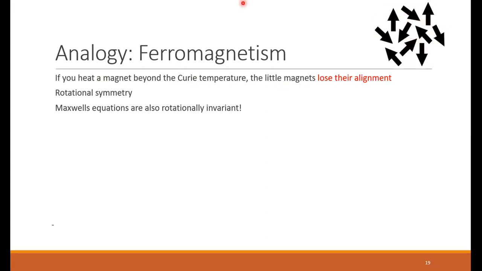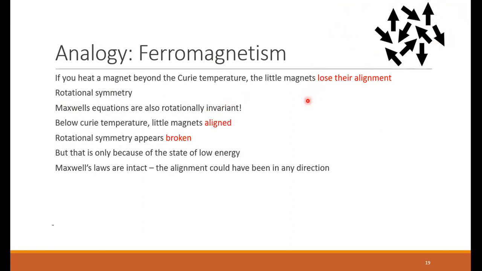So we can see that rotational symmetry is preserved in this case. This lines up nicely with the theory because Maxwell's equations, all the physics theories that describe electromagnetism, are also rotationally invariant. Maxwell's theory does not have a preferred direction in space. So everything is good so far. Now, when you cool it below the Curie temperature, the little magnets become aligned, like here.